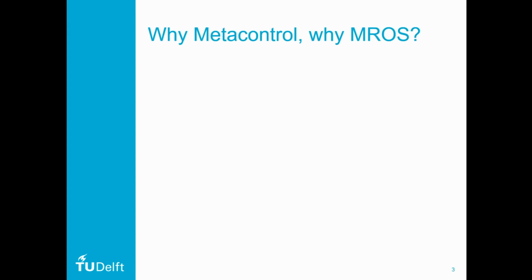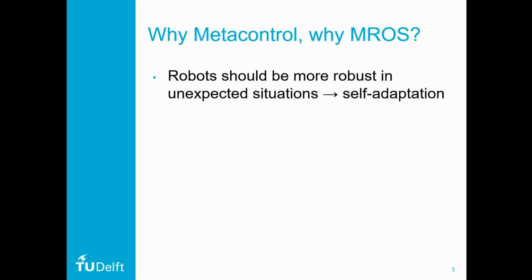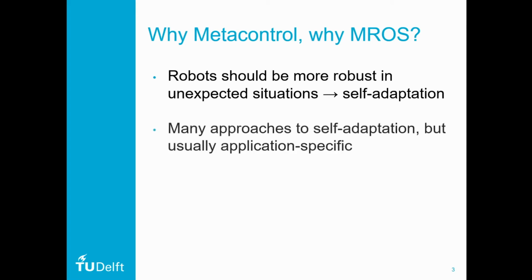We would like our robots to be more robust and reliable in unknown situations. For example, during an internal failure or an unexpected event in their environment. A good way to achieve this is by making our robots capable of self-adaptation. However, many current approaches to self-adaptation are highly application-specific, and thus usually require that you heavily redesign your control architecture.